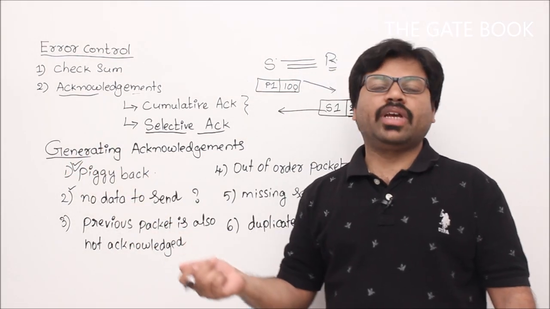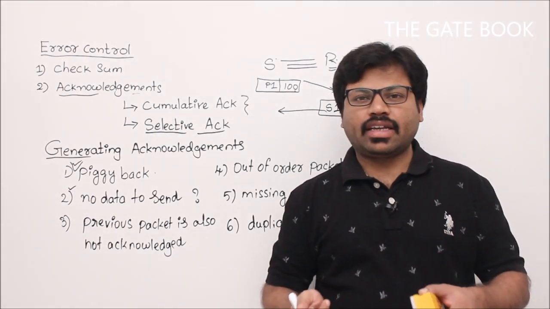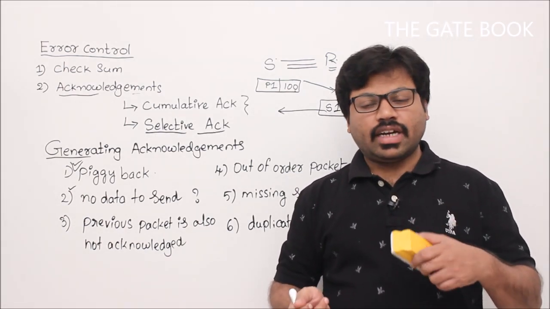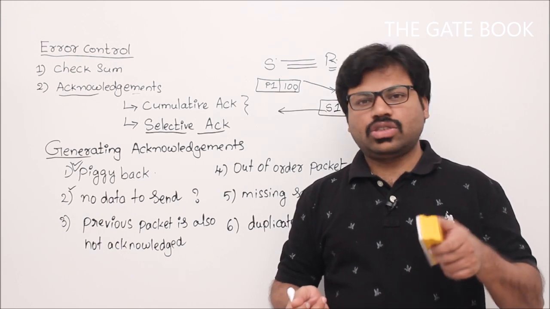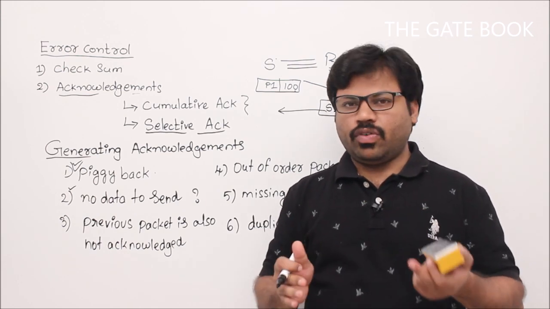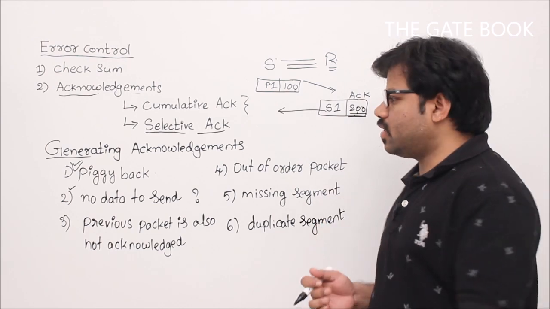TCP always tries to do piggybacking, because when you do piggybacking, then you don't really need to send another acknowledgement packet. So congestion will be reduced in the network, right? So it's a long term view, I can say.